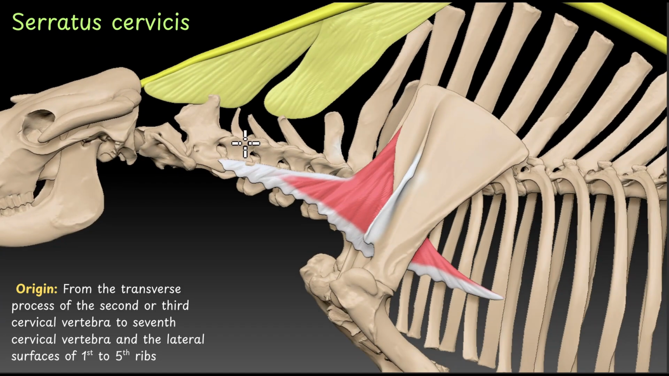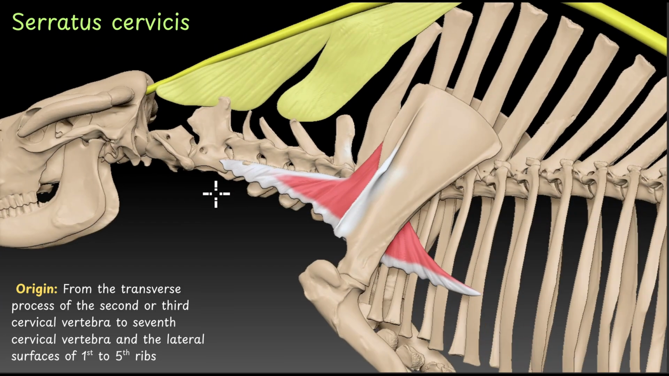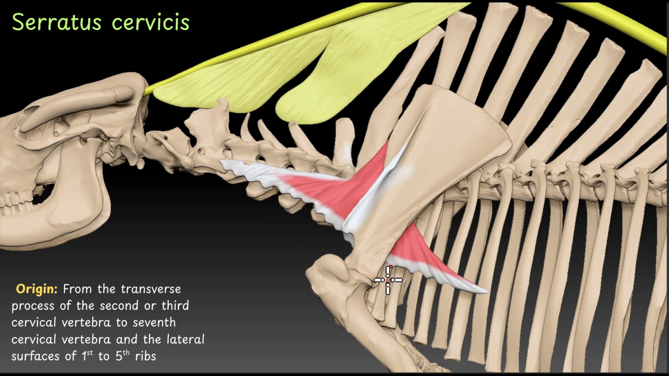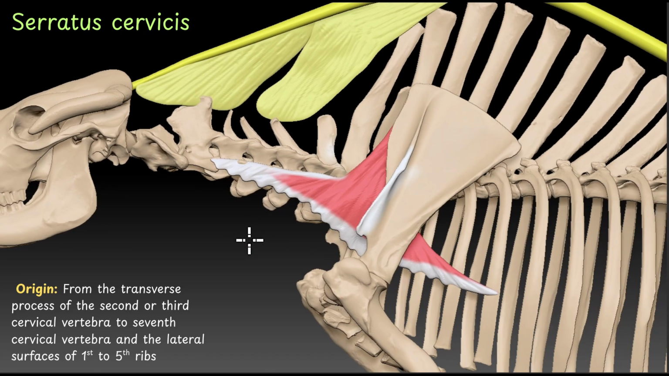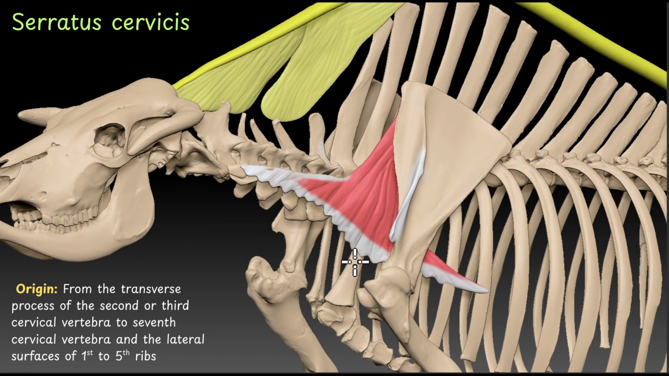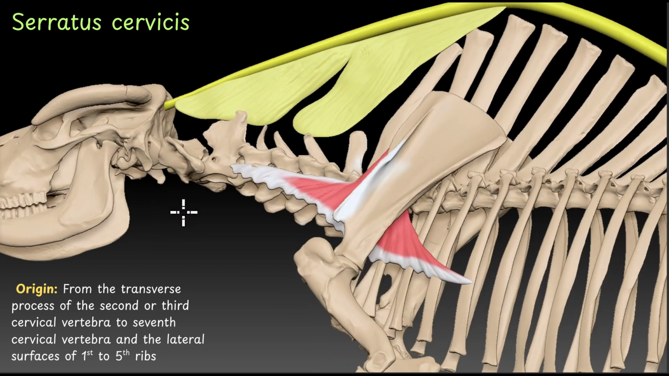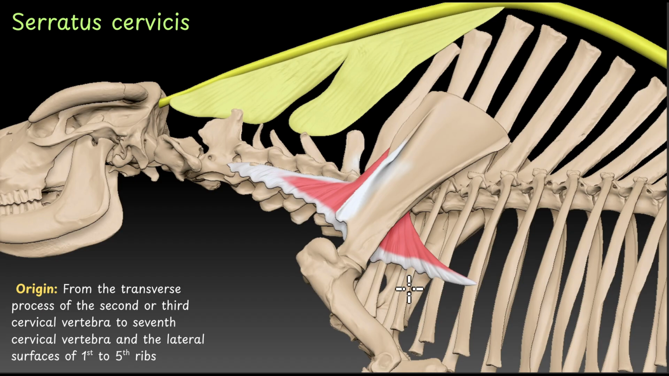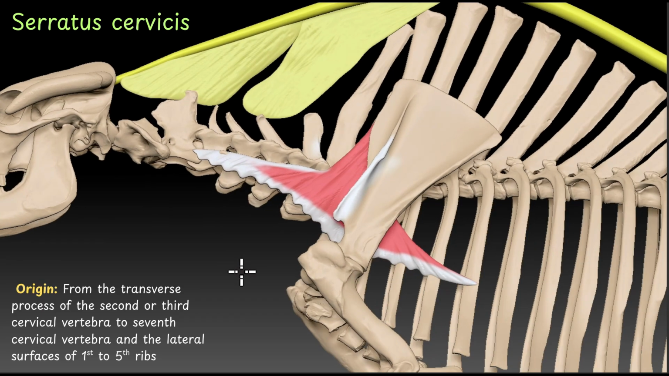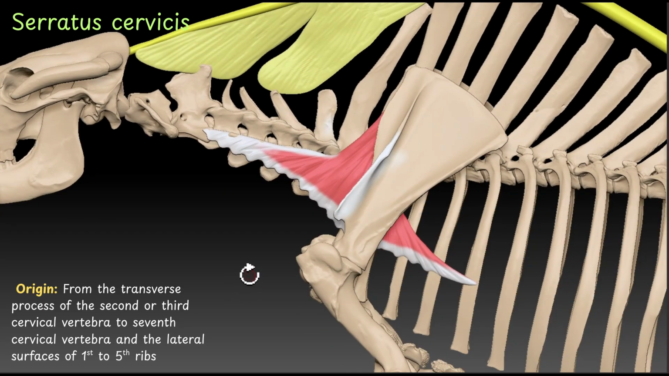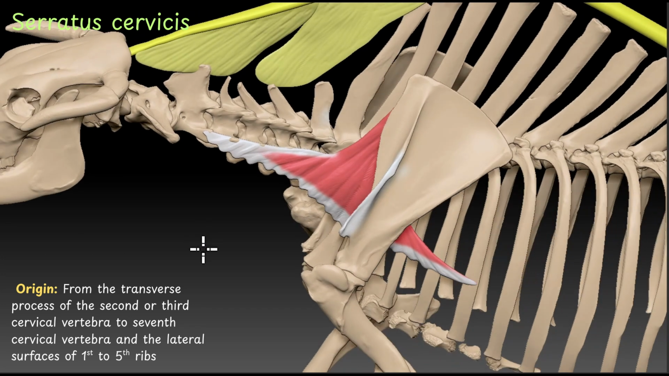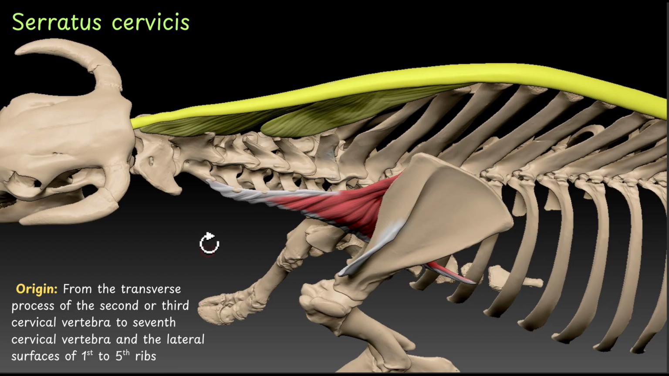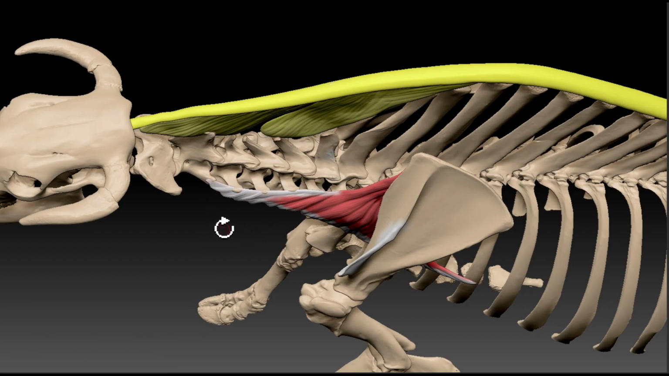The muscle also originates from the lateral surfaces of the first to fifth ribs. You can see these are the ribs. This is the lateral surface of the first rib, then the lateral surface of the second rib, third, fourth and fifth. So the muscle originates from the lateral surfaces of the first to fifth ribs, and also from the transverse processes of the second to seventh cervical vertebra.